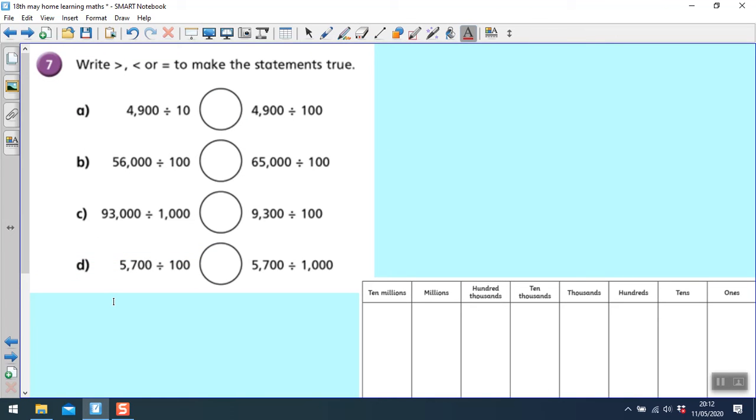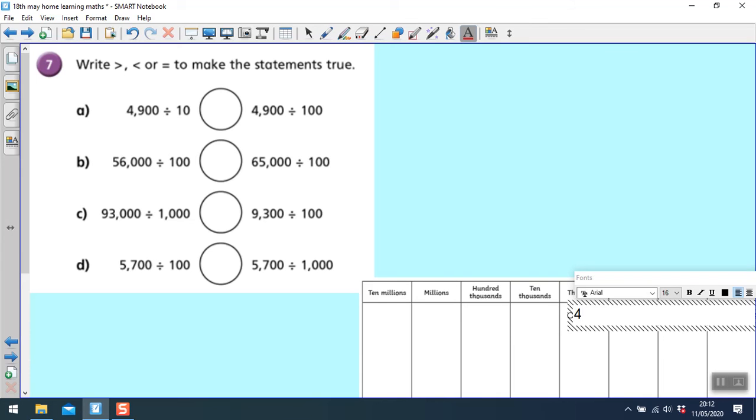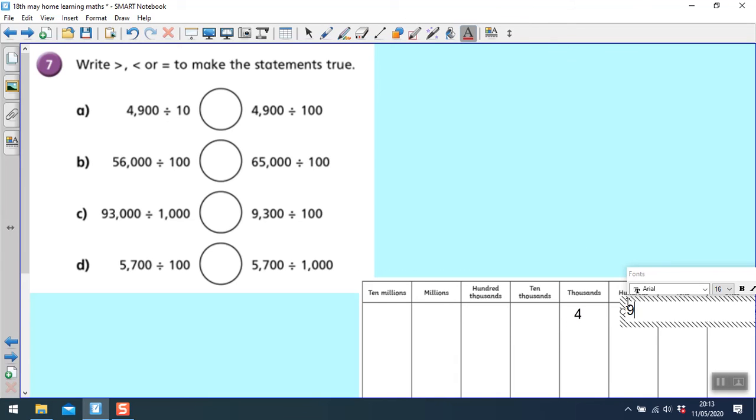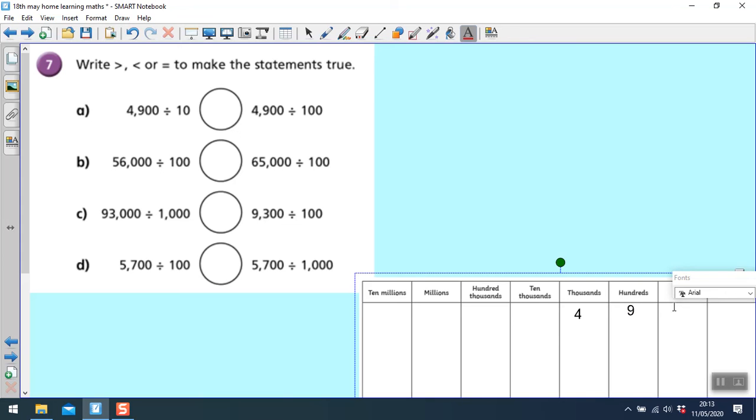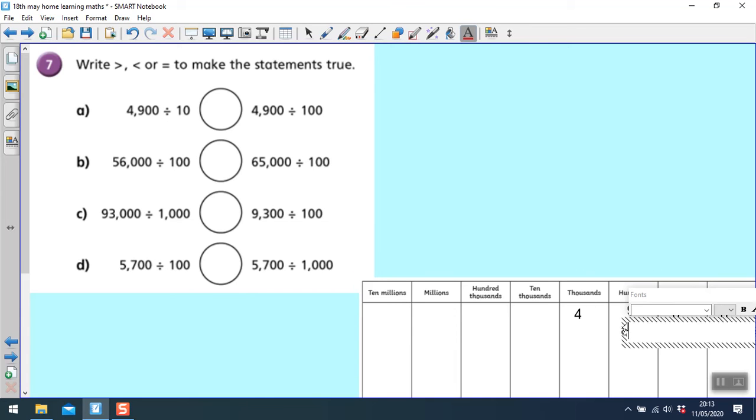Next one. Write the correct symbol in the circle to make the statements true. And what's a really effective way, so you don't forget, is to write your answer underneath each question. Let's do the first one together. 4,900 divided by 10. There's 1 zero in 10, which means I move it 1 place, and I'm dividing, so I'm moving to the right, so it's getting smaller.